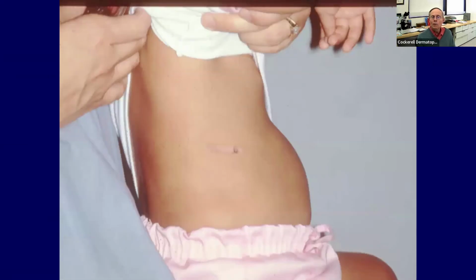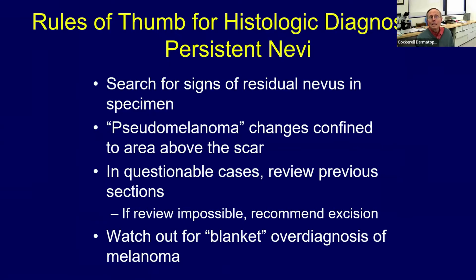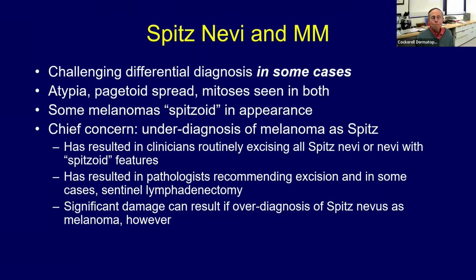When these lesions recur, they usually recur within the margin of the scar, like you see here. They're not bleeding outside the scar, like sometimes you see when you get melanoma that recurs. This occurs right over the scar, and it's confined to that area. And you usually see those funny features of pagetoid spread and the coalescence of melanocytes. They'll be localized to the area overlying the scar as well. And some people have called this pseudomelanoma. In questionable cases, try to get the previous slide if you can. Watch out for overcalling these melanoma when they're really just nevi.